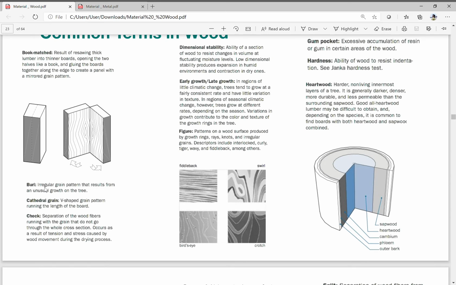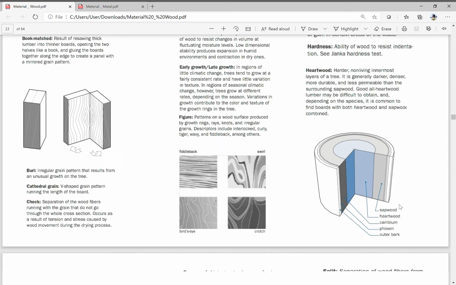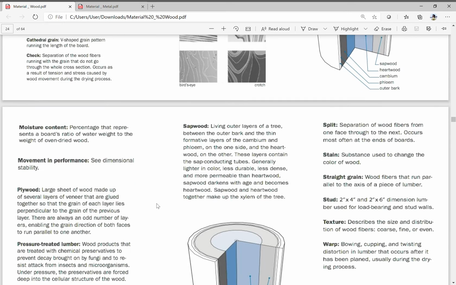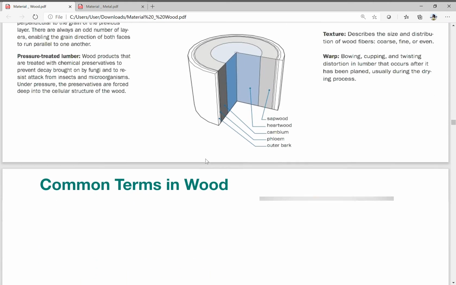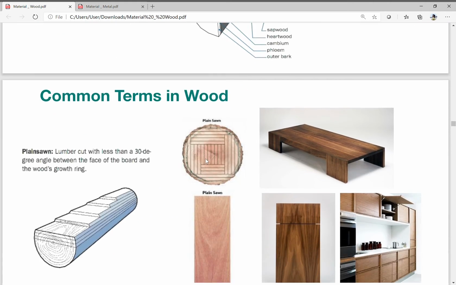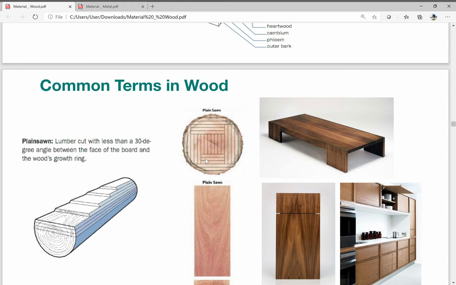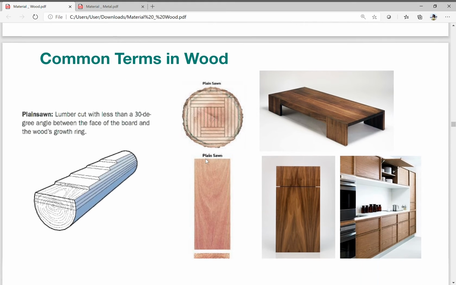So what are the parts of the wood, or what is the anatomy of wood? So there you go. Please take note of these, since most likely these would appear in our exams. Okay.